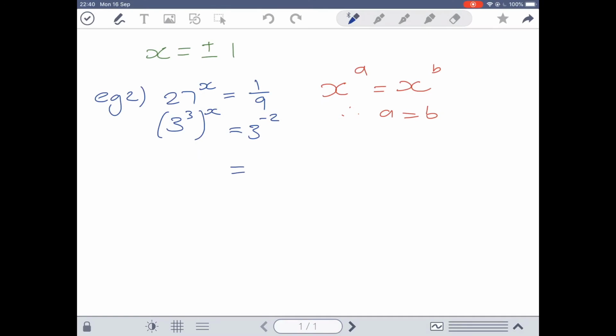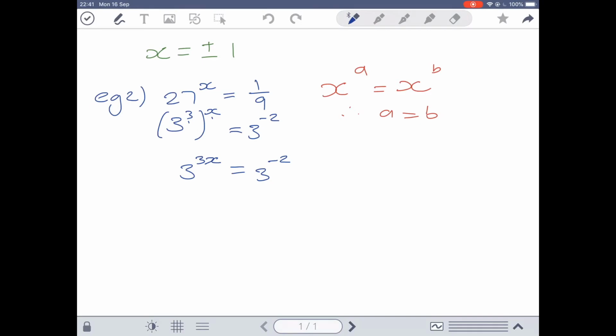So we're nearly there. We just need to fix our left-hand side of that equation. And what we can do there is, again, we've got 3 raised to the power of x over there, which means we have to multiply our exponents, which means we end up with 3 to the power of 3x being equal to 3 to the power of negative 2.